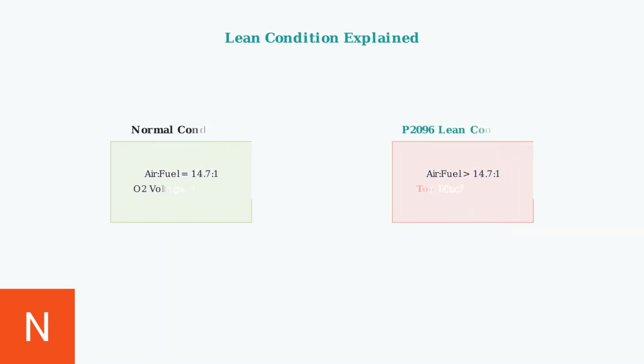P2096 is triggered when the ECM's fuel adjustments reach their limit, trying to correct a lean condition. A lean mixture contains too much air relative to fuel, causing the downstream oxygen sensor to detect excessive oxygen levels.